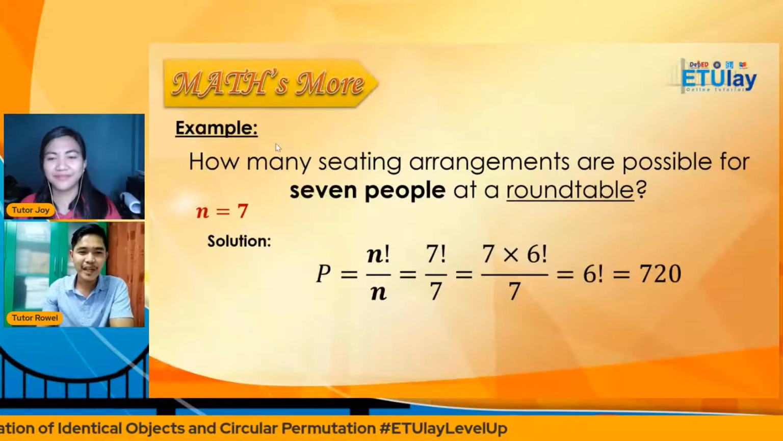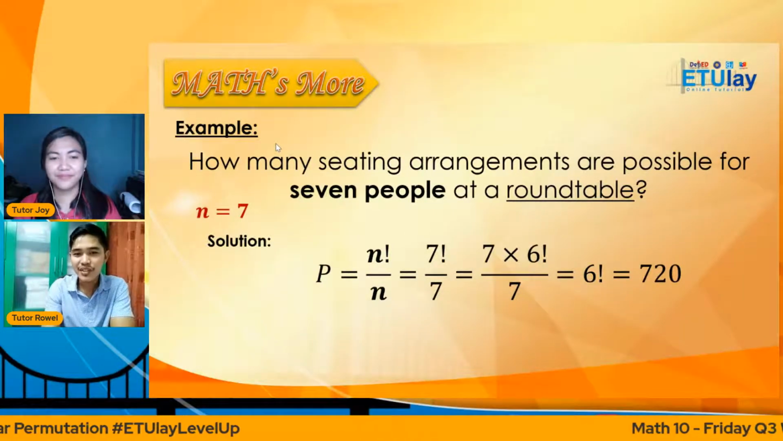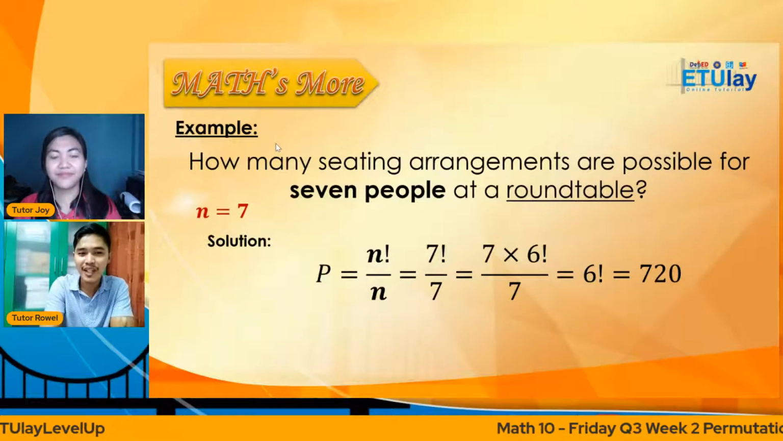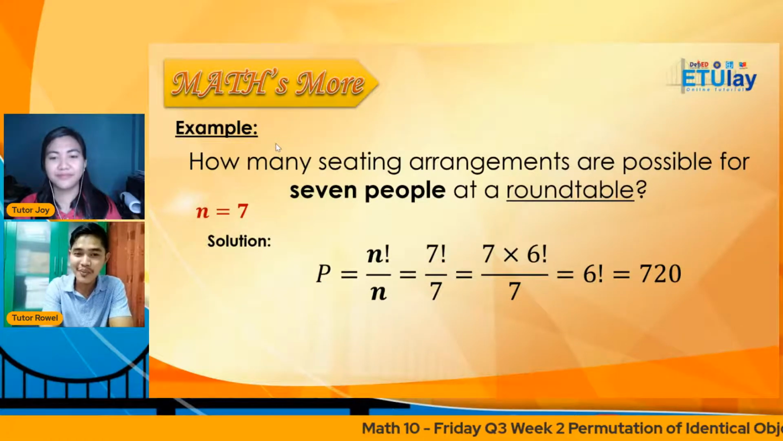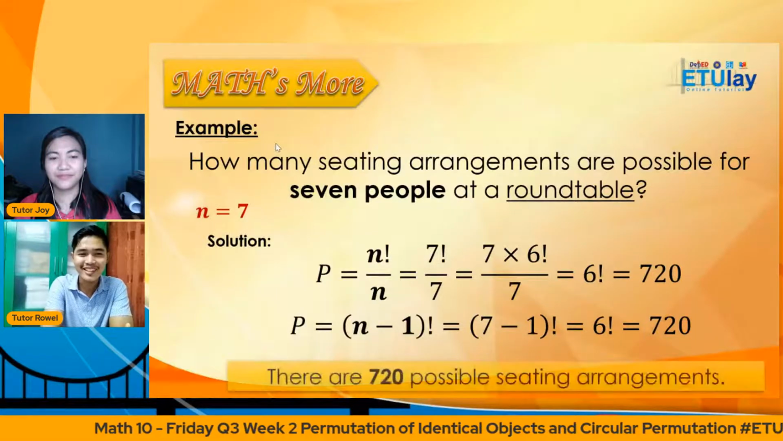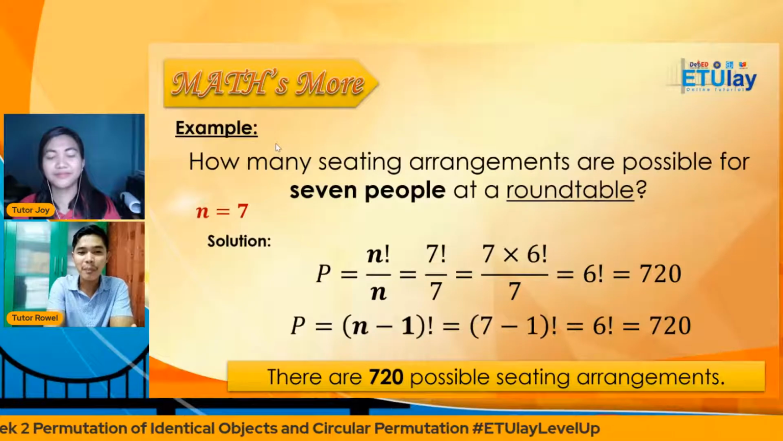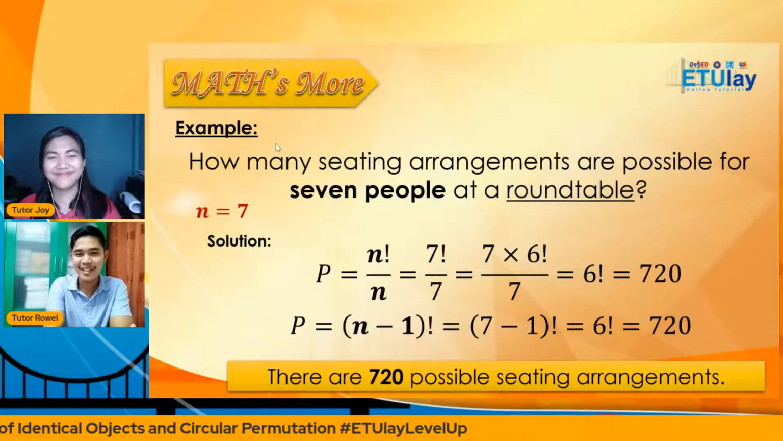Ito na. We have n factorial over n. May 7. In short, 7 minus 1, that is 6 factorial, is equivalent now to 720. Very good. Tama ang mga sagot ng mathletes natin. So therefore, there are 720 possible seating arrangements.